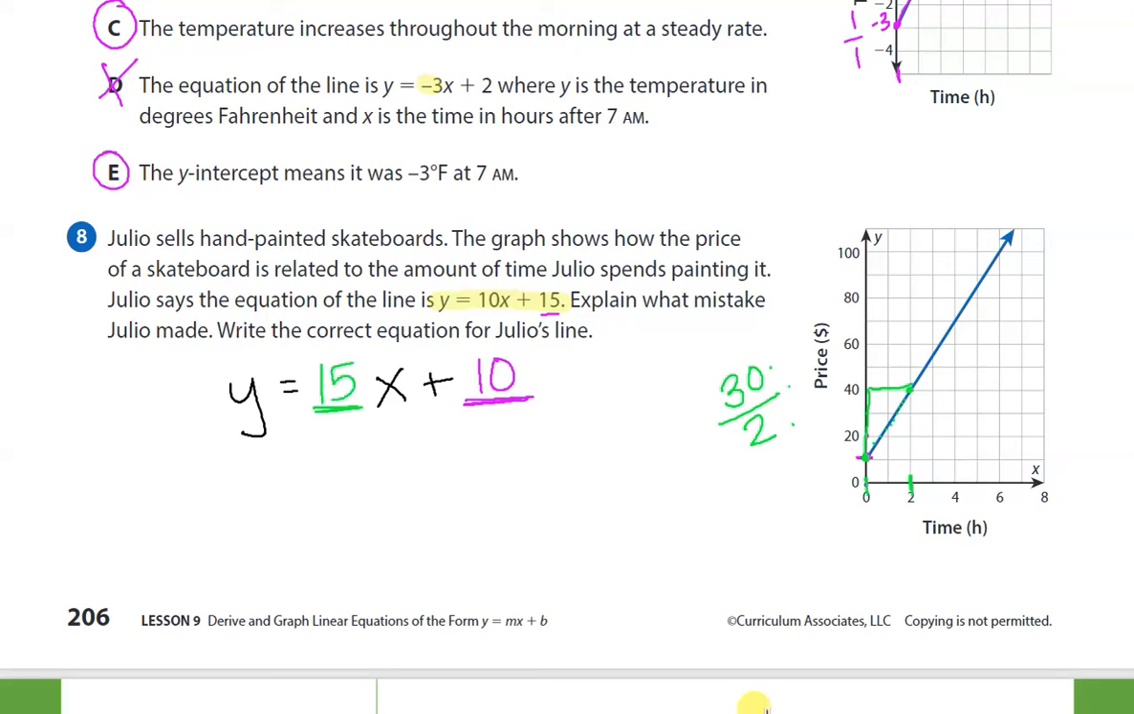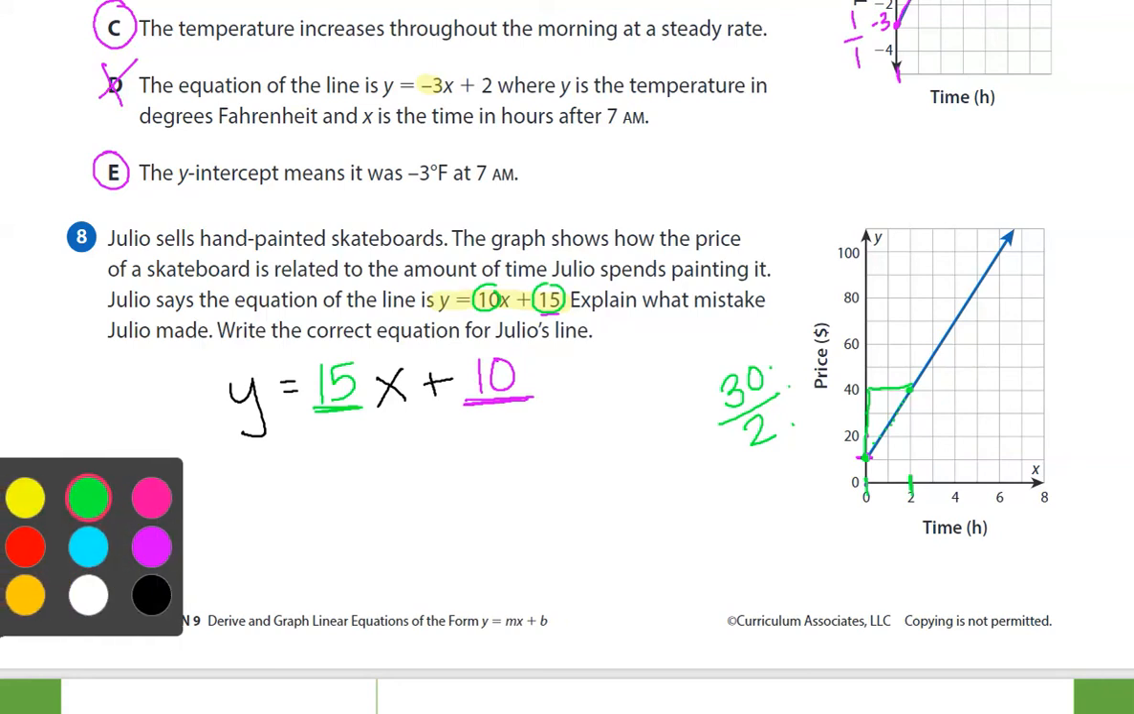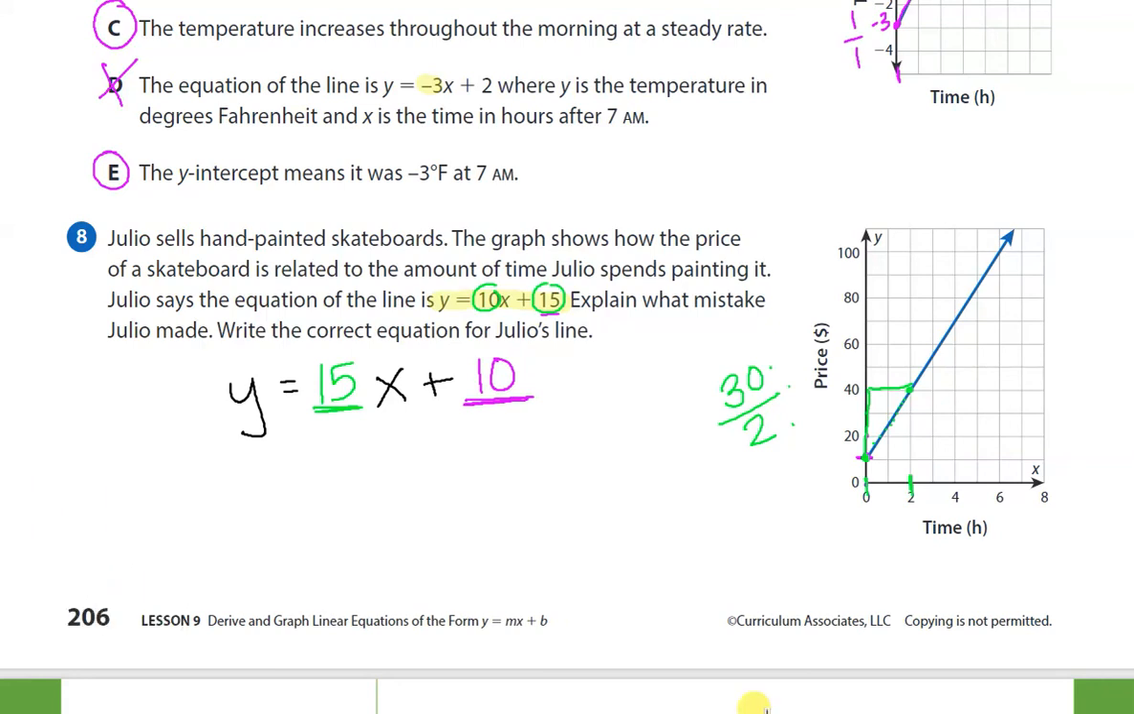So what mistake did he make? We have a 10 here and a 15 there. He flipped it. Julio confused the slope and y-intercept.